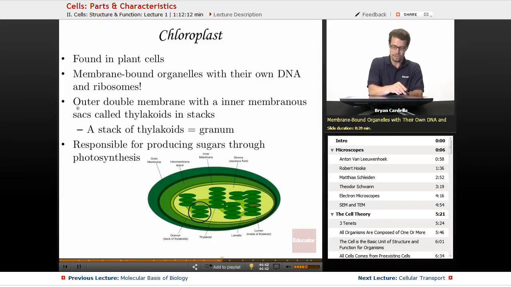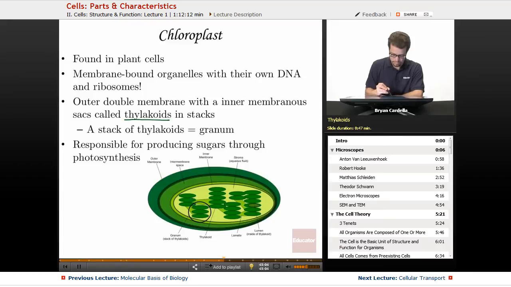Just like in the mitochondria, there's an outer double membrane, and there's folded membranes on the inside, but for a different purpose. These are not called cristae. These, which look like green pancakes, are called thylakoids. Let me highlight that in green. Thylakoids. And one stack of them, you can see the label here, is a granum.